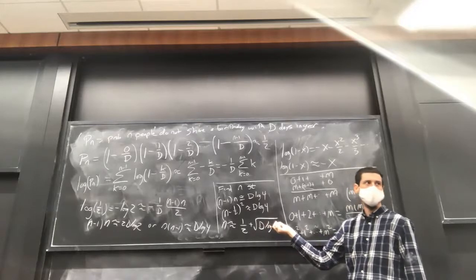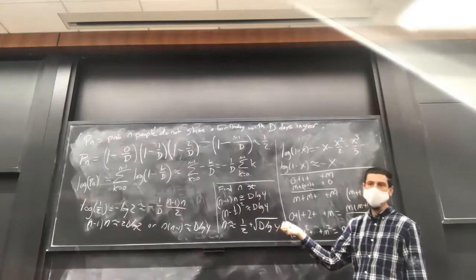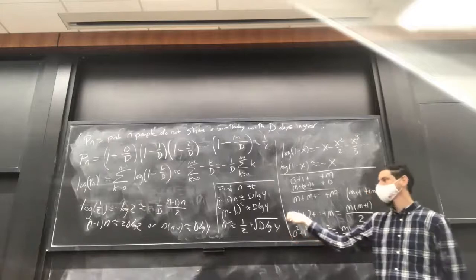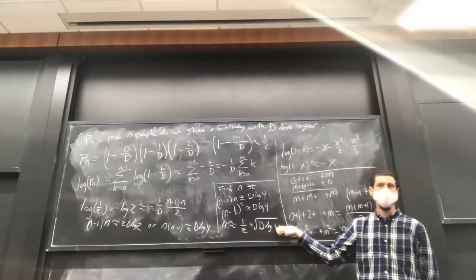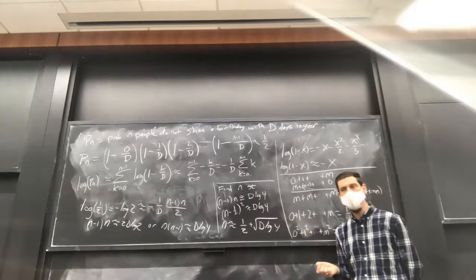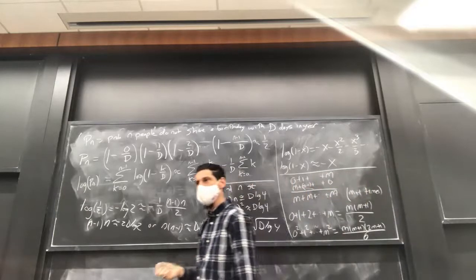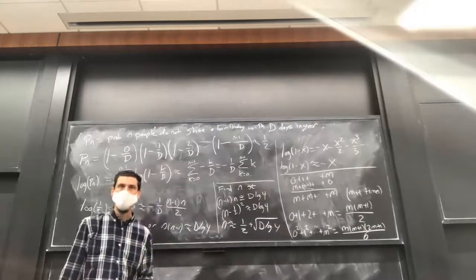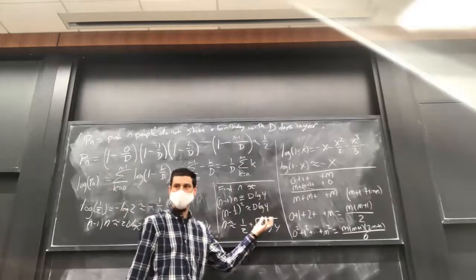What's the log of 4? Well, the log of e is 1, the log of e squared is 2. This is somewhere between 1 and 2. So it's somewhere between 300 and 600 for how many people you need on Pluto. It's nice to be able to make really quick estimates like that. It's growing like the square root of d.